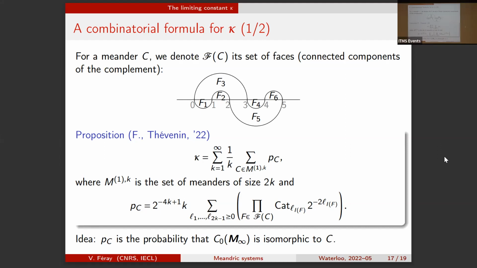But what you can do, if you want just some lower bound on kappa, is truncate everything. You better use a computer, so that's what we did, and we truncated this sum. We just looked at meanders up to, I don't know if it was size 8 or 10 or something like that, and that's how we got the lower bound on kappa.